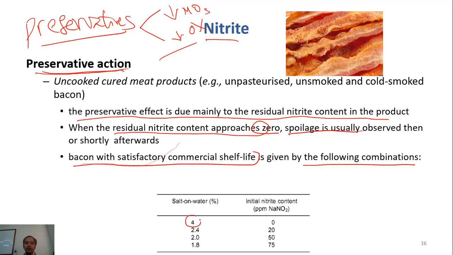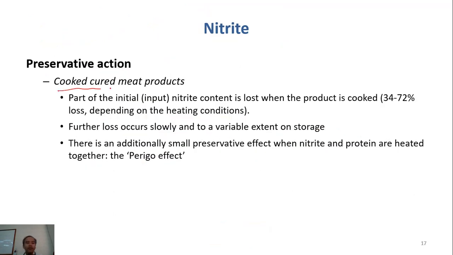If you use salt high like this, you don't need nitrite. If you use less salt, you need, for example, 75 ppm of nitrite to have similar shelf life, preservative action. For cooking meat products, part of the initial nitrite content is lost when we do the cooking. Based on different cooking or heating conditions, we may lose 30 to 70% of the amount that we add in. So this also we need to care about.